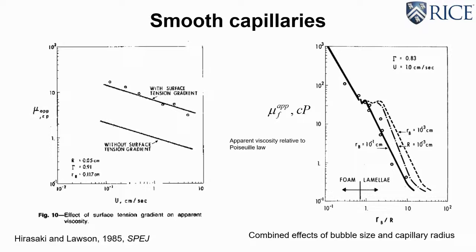Now let's look at the effect of bubble size. On this plot, we have the apparent viscosity as a function of the bubble radius divided by the capillary radius. Small bubble radius, we have bulk foam. Larger bubble radius, we have lamella moving in a capillary. But notice the slope of this curve is -2. And so the apparent viscosity goes from 1,000 centipoise to 1/10 of a centipoise, only over 2 orders of magnitude of the ratio of bubble size to radius. And so it's the ratio of the bubble size to the capillary radius that's an important factor in the apparent viscosity.